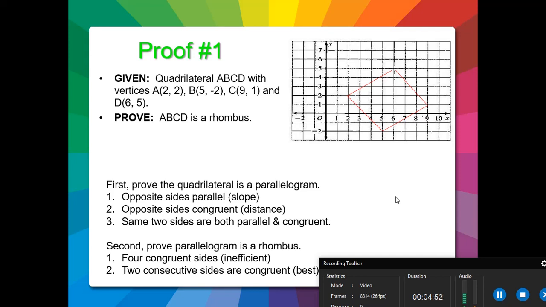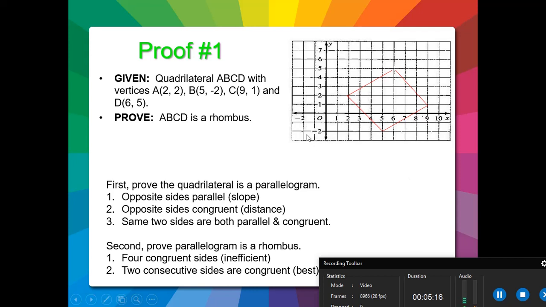The first is to show opposite sides are parallel, and we would use slopes. We would have to show opposite sides are congruent. We could use distance formula. And for both of those, you're going to do two sets. So two sets of opposite sides. And for number 3, you could show that the same two sets of sides are both parallel and congruent. No matter which method you pick here, there's going to be 4 calculations.